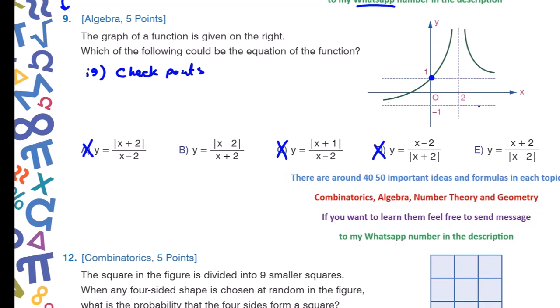We can also consider horizontal asymptote or vertical asymptote. So let's consider when we have a vertical asymptote like this. It should be at a root of the denominator. So x equals 2 should be a root of the denominator. So this one will be rejected. Only choice E will be left. Okay, so the answer is this. So you should check something like this: check points and asymptotes.